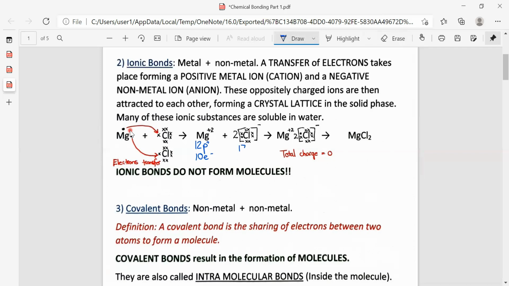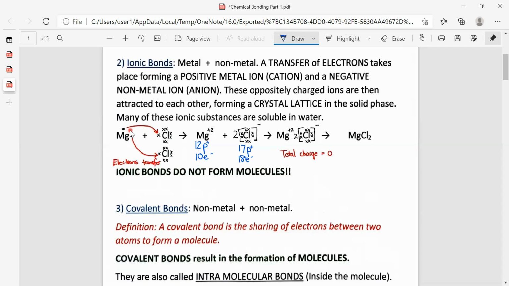Chlorine atoms have got 17 protons. The number of protons make it chlorine, and the number of protons here make it magnesium. So your protons don't change. But each chlorine had 17 electrons as well. But each chlorine gains another electron, so each one has 18 electrons. So the chlorine now becomes a chloride ion with a negative 1 charge. The magnesium becomes a magnesium ion with a positive 2 charge. So plus 2 times negative 1 gives you a total charge of 0.